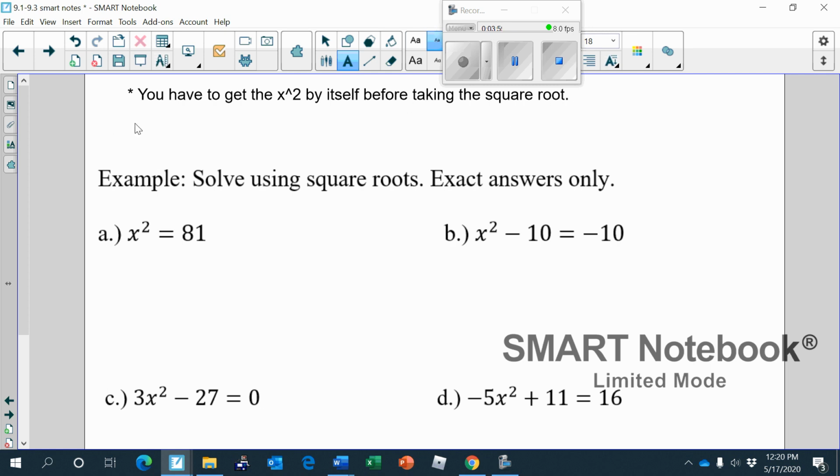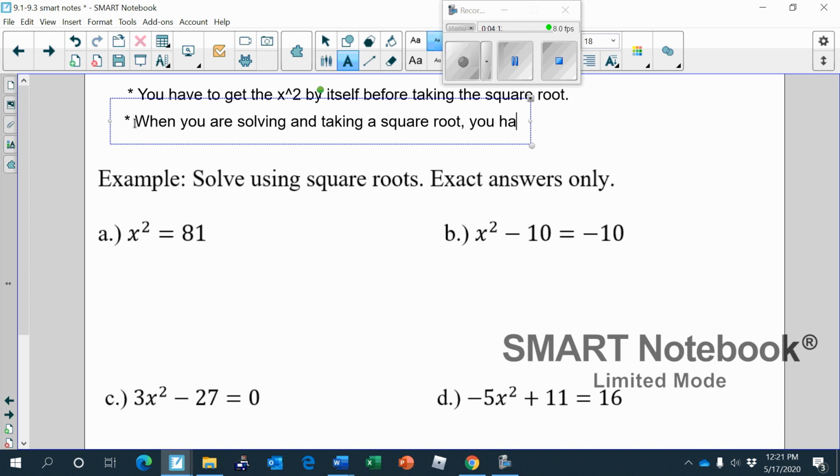Okay, another thing you have to remember, another part of our notes, I'm going to jot down at the top. When you are solving and taking a square root, this is really important, you have to have a plus or minus answer. Okay, so again, I'm going to explain what that means once we get to our examples, okay? So those are the two main things that we have going on here. You have to get the x squared by itself before taking the square root. And when you are solving and taking the square root, you have to have a plus or minus answer.